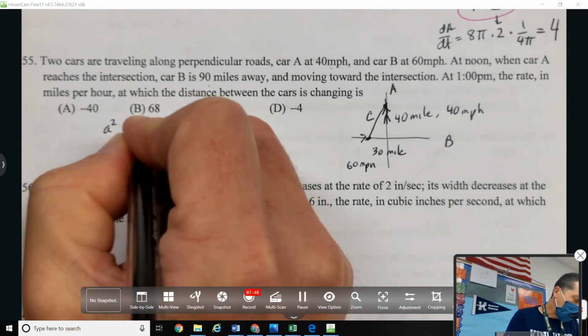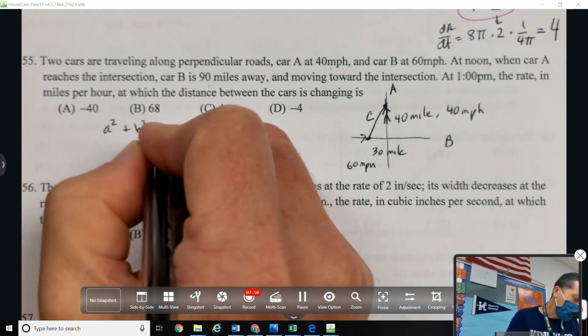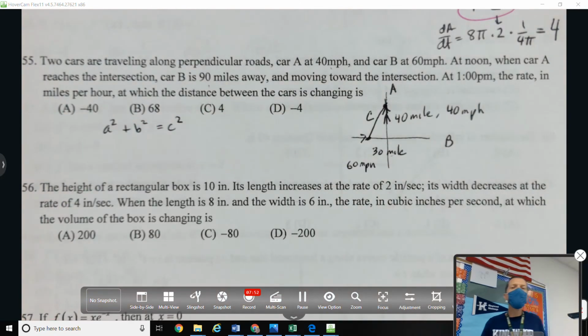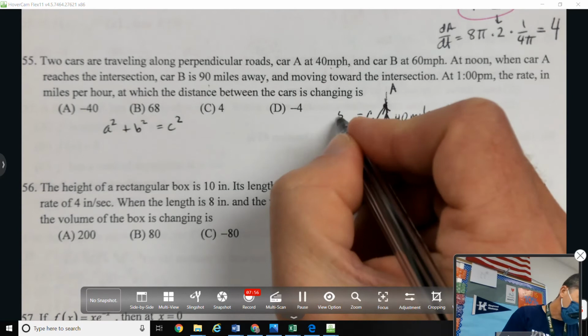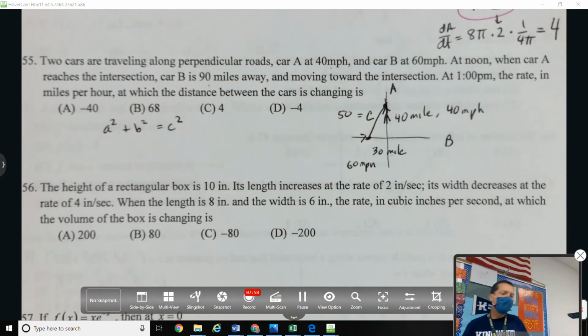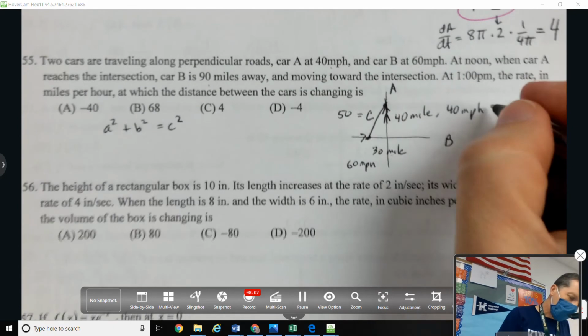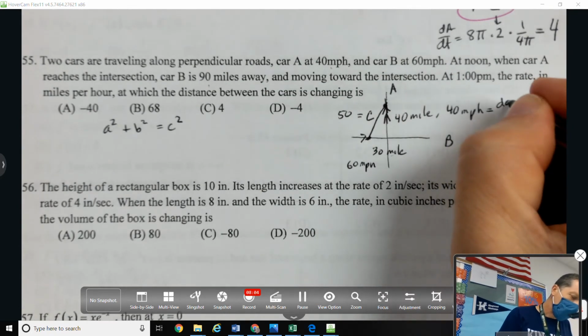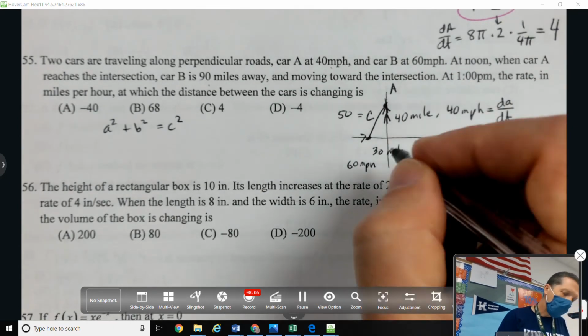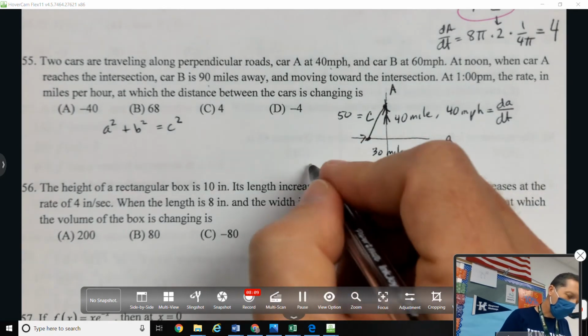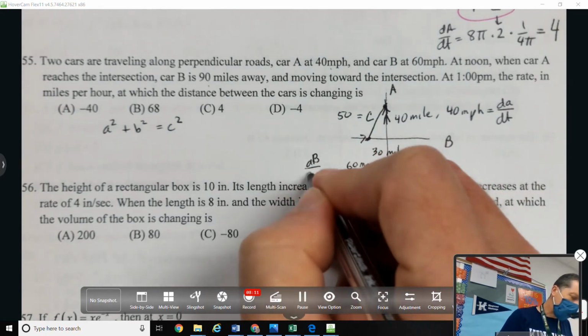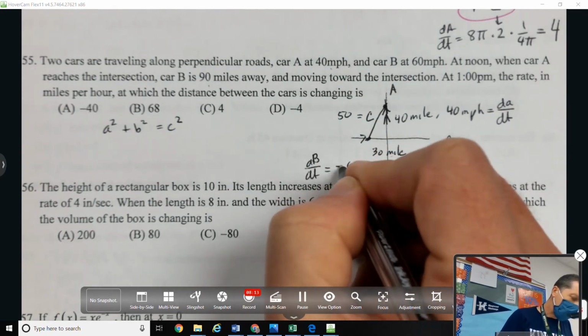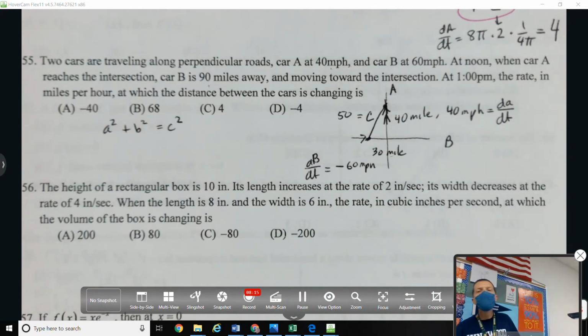They were also nice enough to use A and B. So A squared plus B squared equals C squared. C is 50, and we're looking for dC/dt, the distance. How is it changing? Let's be careful. dA/dt is positive 40 because it's going away. dB/dt is negative 60 because that distance is shrinking.